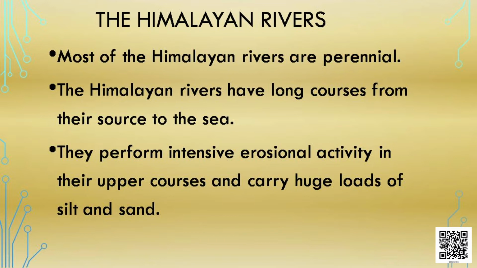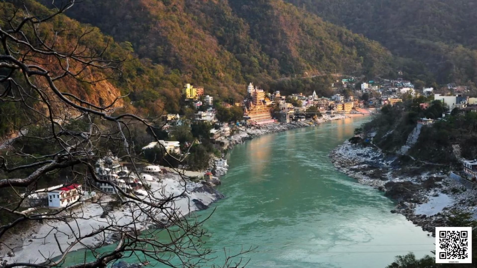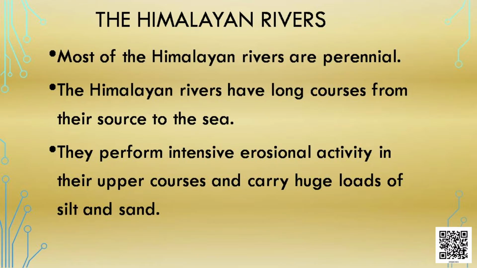What are perennial rivers? The rivers, those who carry water throughout the year in their courses, are called the perennial river. And these rivers are very fast flowing rivers. They carry a lot of water in their course. The Himalayan rivers are generally very long and their course remains very long from their source till the sea.